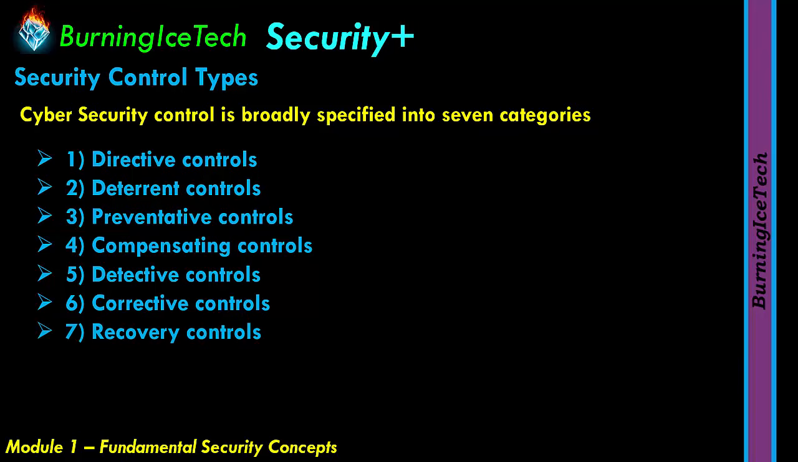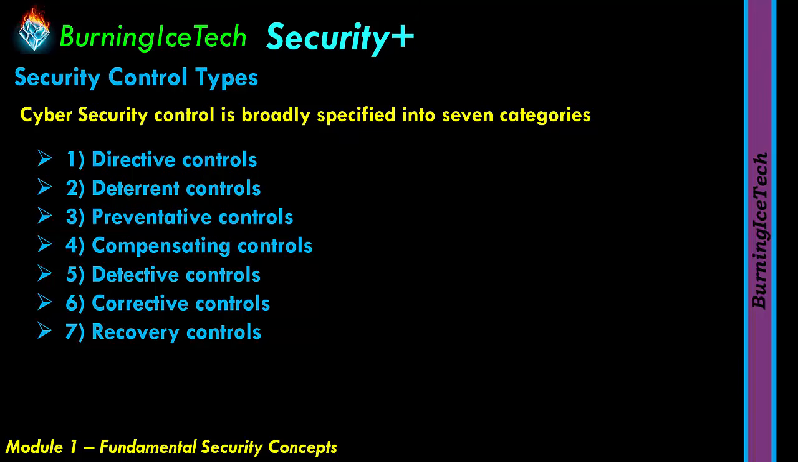So the 3 that I just spoke about previously were number 1, number 2, and number 4: directive, deterrent, and compensating. I gave you guys a bit of a description of each of those. Now, if that's not enough for you guys, let's quickly give you a brief description again of each of these, just in case the previous descriptions did not make a lot of sense, because it's very important you understand this for the exam.